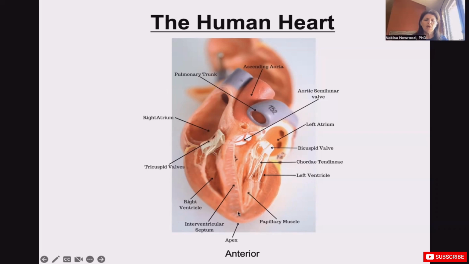There is a wall in between the two ventricles. It's called interventricular septum. We have the same wall, which is not shown here, between the two atria. It's called interatrial septum. Here is showing us ascending aorta. At the very opening of the aorta to the left ventricle, we have a valve. This is called aortic semilunar valve. We have a pulmonary semilunar valve, but it's not shown here.